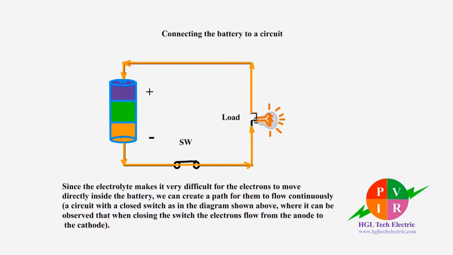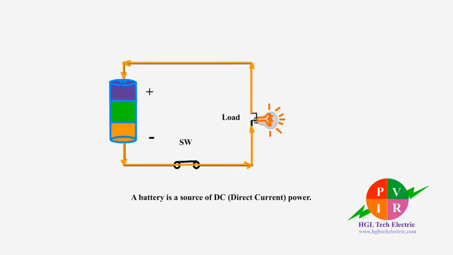Since the electrolyte makes it very difficult for the electrons to move directly inside the battery, we can create a path for them to flow continuously, a closed circuit. Since the flow of electrons is only in one direction, we can conclude that the battery is a DC power source.